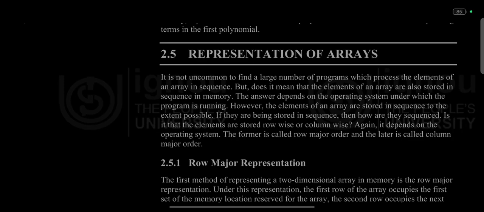If they are being stored in sequence, then how are they sequenced? Is it that the elements are stored row wise or column wise? Again, it depends on the operating system. The former is called row major order and the latter is called column major order.